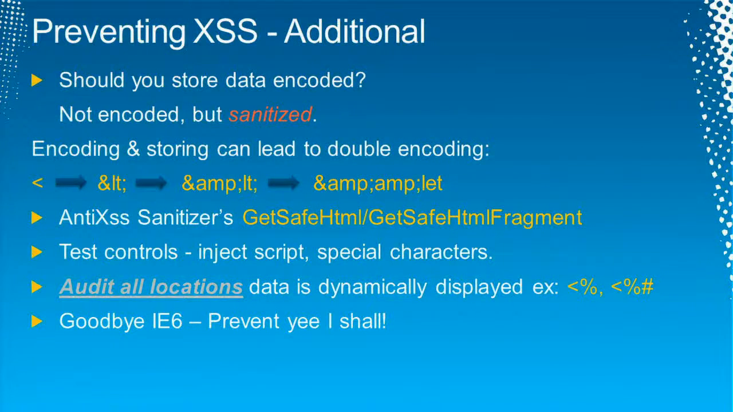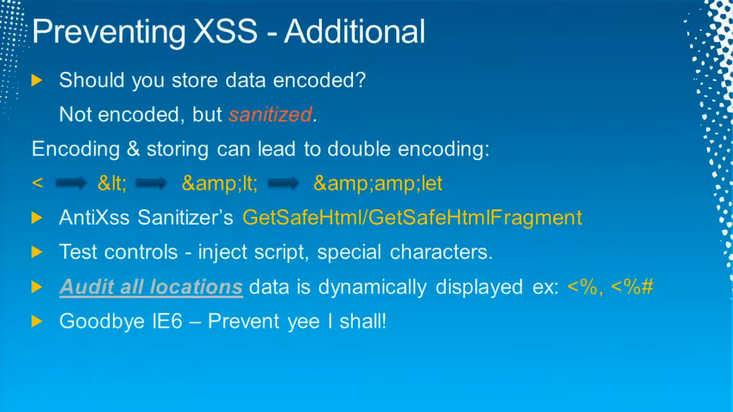Some people say, well, how about I encode my data and then I store it in a database? I say don't do that because that can lead to double encoding. If you look at the example there, a less than sign will get encoded as ampersand lt, which then gets re-encoded upon the next save, and over and over and over. Sometimes you can see strings this long when people save their data. And I'm sure a lot of us have seen websites with data that look like that.